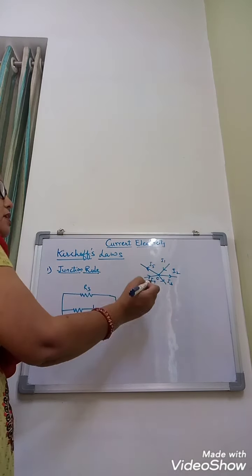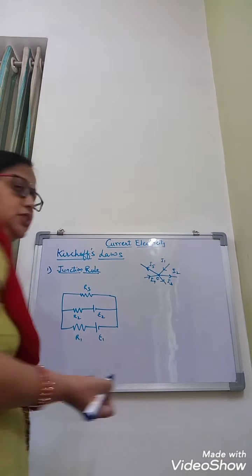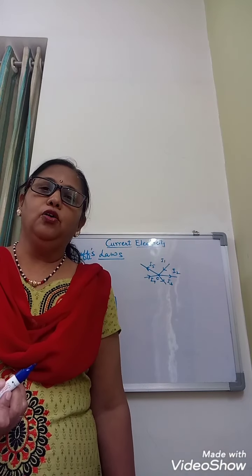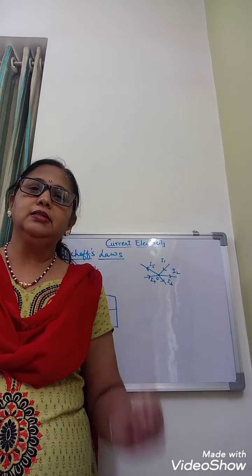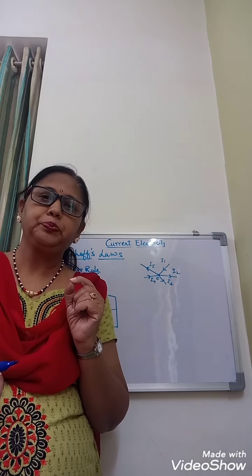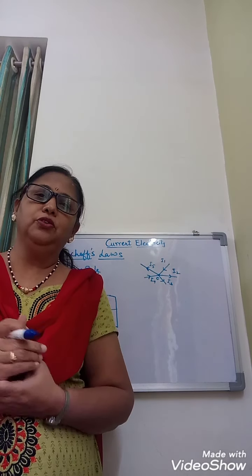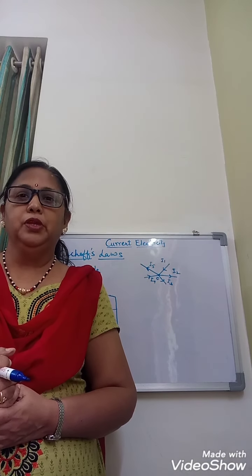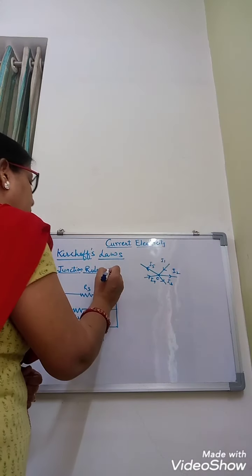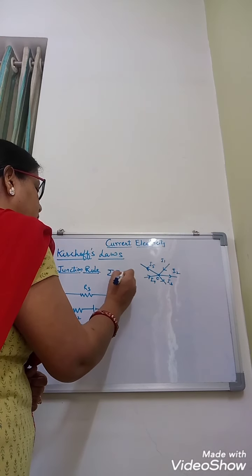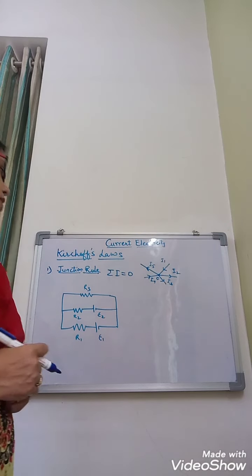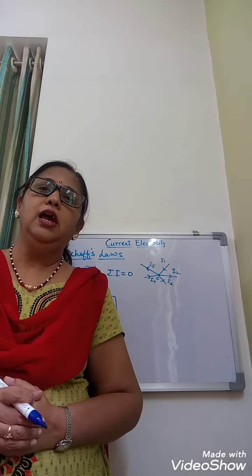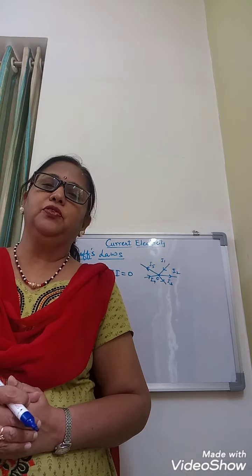Now in this case, what is the total current at the junction? This rule is based on the law of conservation of charge. That is, at a particular junction there is no accumulation of charge. So total charge at a junction will be 0. So the algebraic sum of currents at a junction is equal to 0. This is the statement of the junction rule. That is, Kirchhoff's first law is the junction rule, and it states that the algebraic sum of currents at a junction is 0.